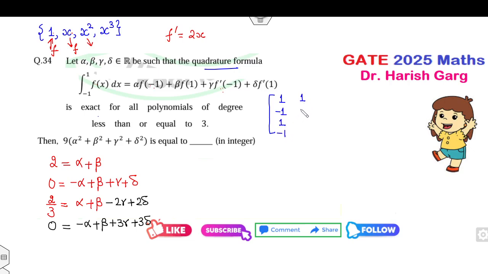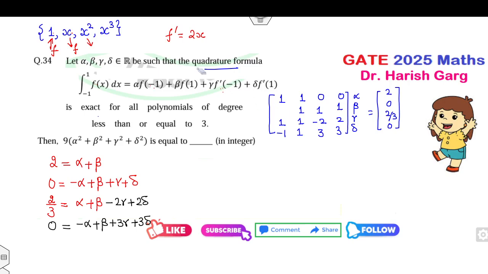This is beta 1, 1, 1, 1. Gamma is 0, 1, minus 2, 3. Delta is 0, 1, 2, 3. Fine. This is alpha, beta, gamma, delta, with the right hand side 2, 0, 2 by 3, 0. Is it okay? Now you can see I can try to make R2 plus R1.